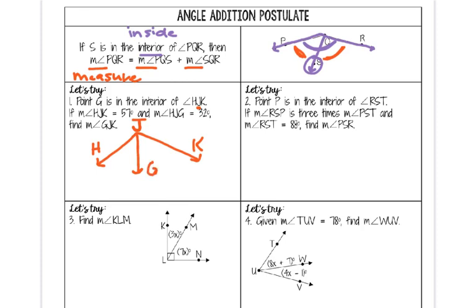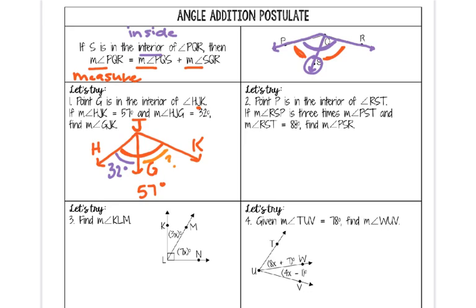If HJK is equal to 57 degrees, so that whole thing is 57 degrees, and we know that angle HJG is 32 degrees. So let's use a different color for that. HJG is 32 degrees. And it asks us, what is GJK? So let's use a different color for that. We're looking for what GJK is.